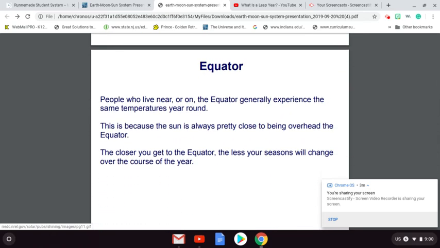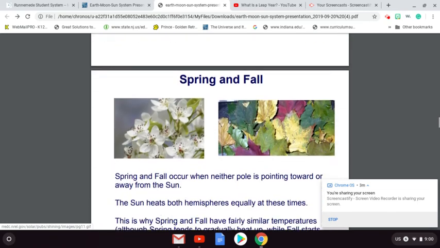People who live near or on the equator generally experience the same temperatures year-round. This is because the sun is always pretty close to being overhead at the equator. The closer you get to the equator, the less your seasons will change over the course of a year.